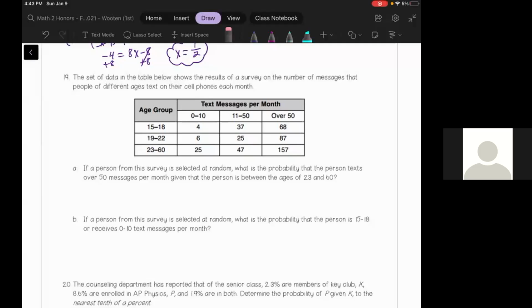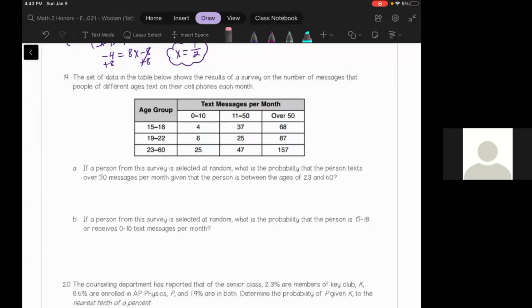Number 19, the set of data in the table below shows the results of a survey on the number of messages people of different ages text on their cell phones each month. If a person from this survey is selected at random, what is the probability that the person texts over 50 messages per month, given that the person is between the ages of 23 and 60?